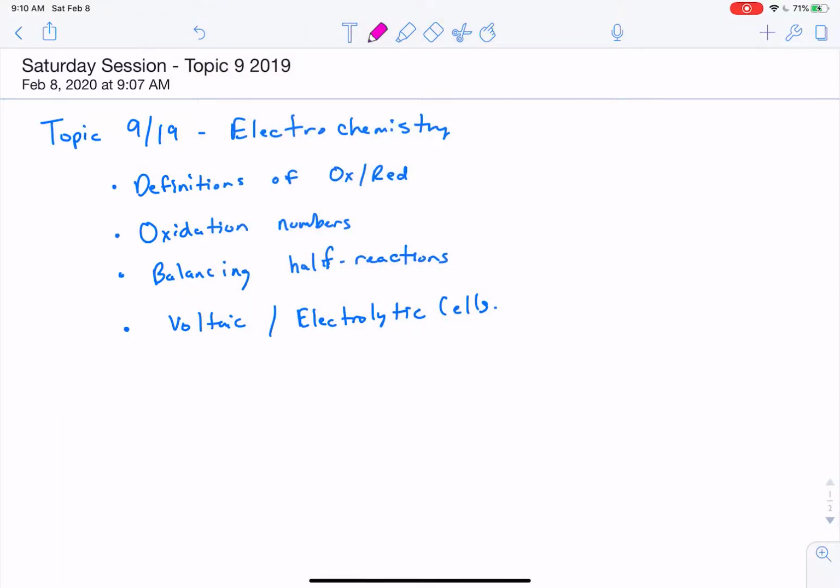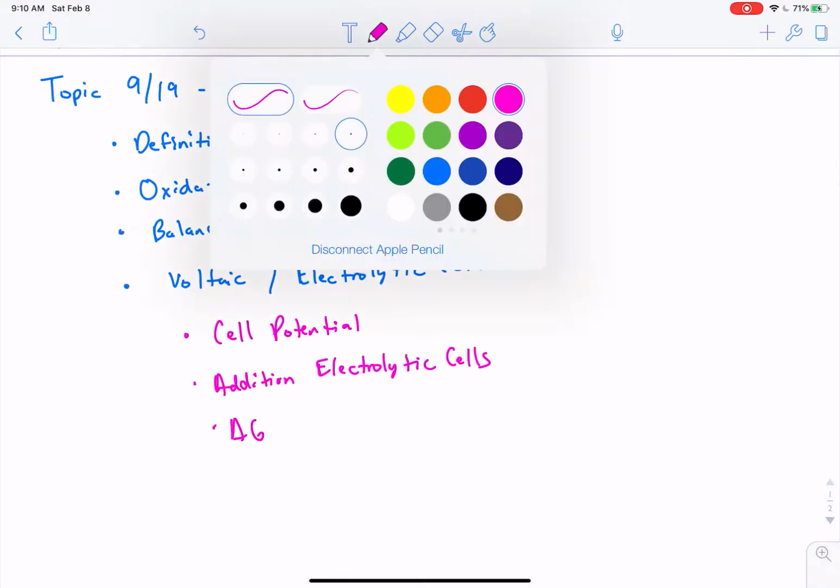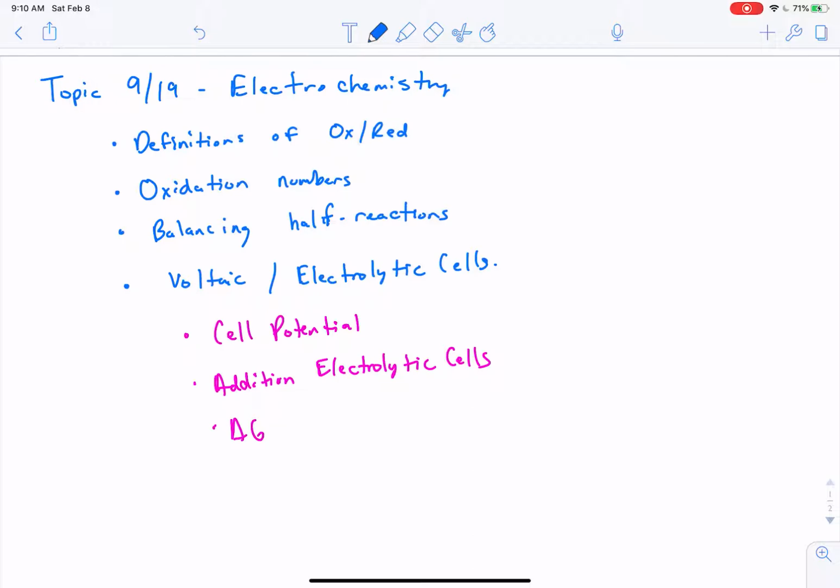Then for higher level, we will add cell potential and additional electrolytic cells and delta G. Okay. So the first thing we have to establish are the three definitions of oxidation reduction.